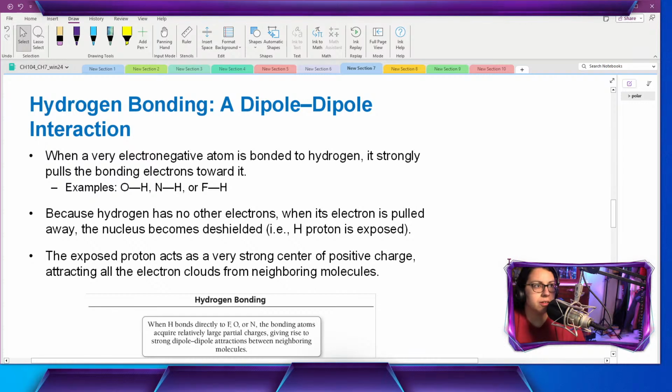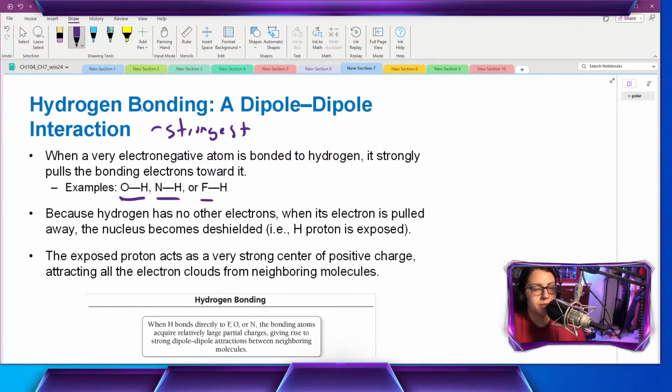All right, so let's look at our next strongest force. This is our hydrogen bonding. And so hydrogen bonding is the strongest of these three that we've talked about. And this happens in a very specific scenario.